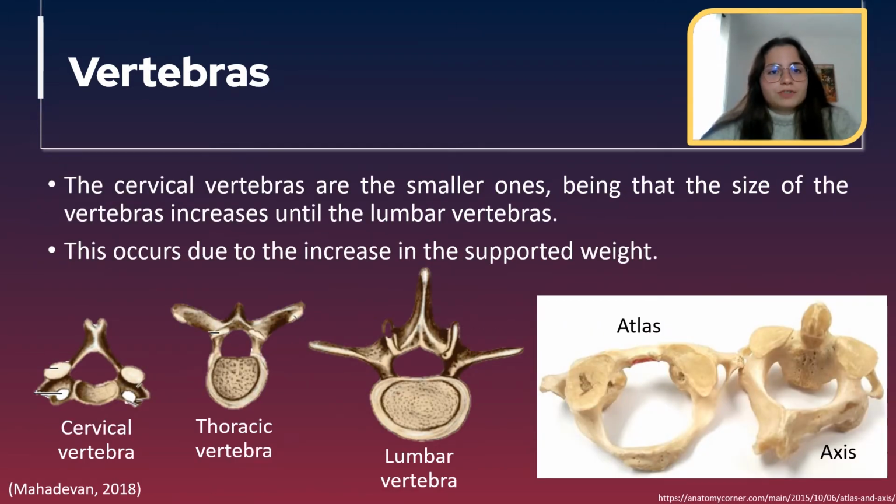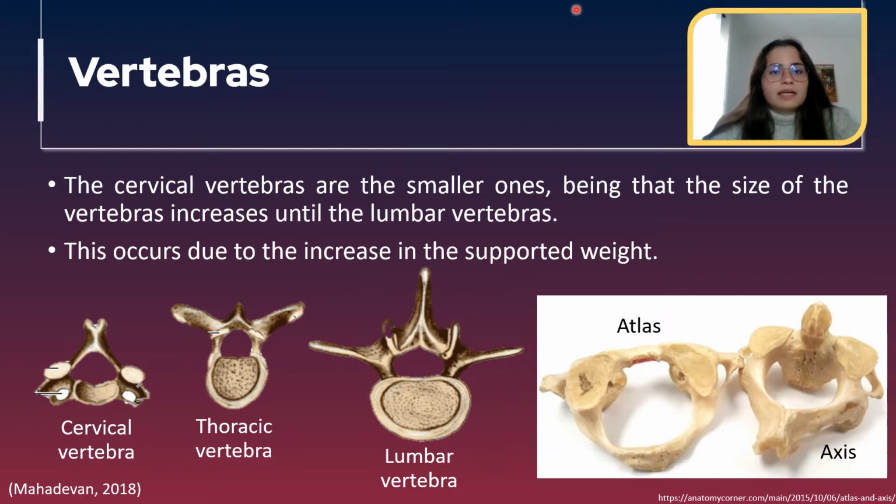The cervical vertebrae are the smaller ones, and the size of them increases until the lumbar ones. This happens because there is an increase in the supported weight. In these 3 images, you can see the 3 types of vertebra. Here you have a cervical vertebra, a thoracic vertebra, and a lumbar vertebra, and you can see that the size of the body is clearly increasing.